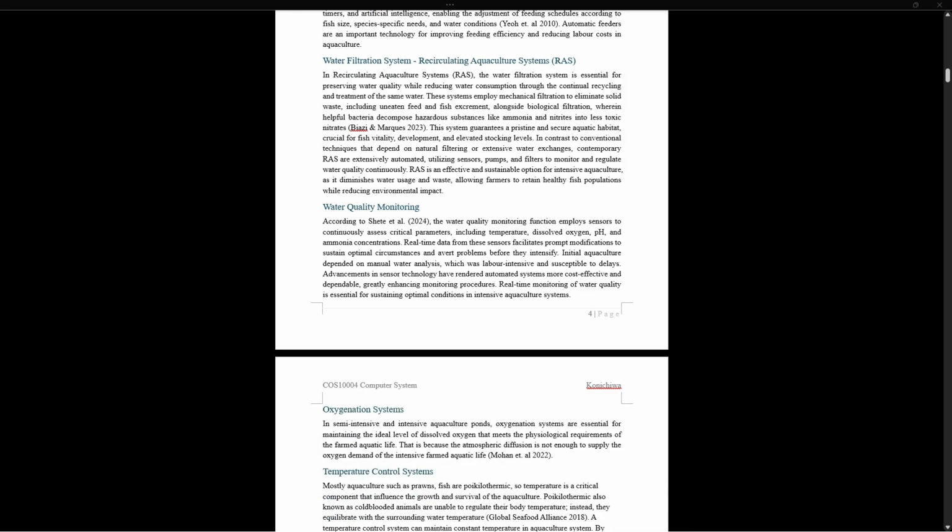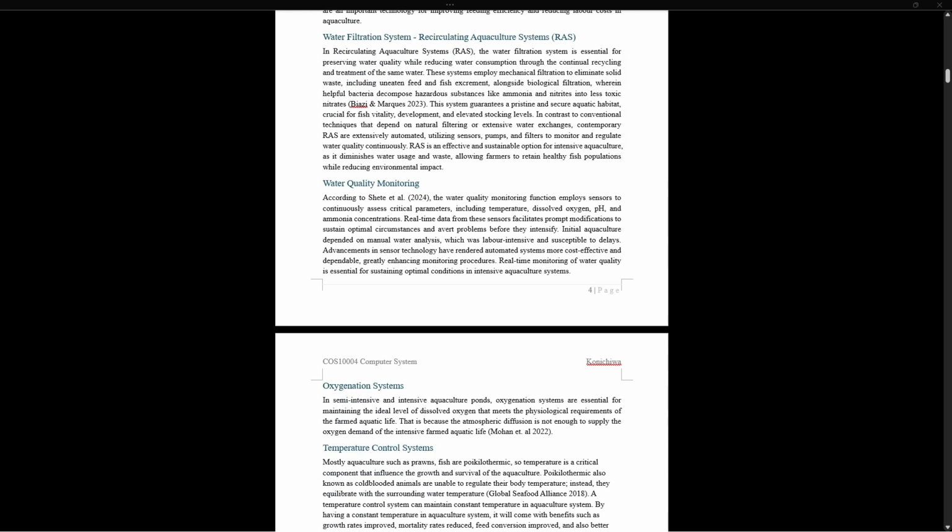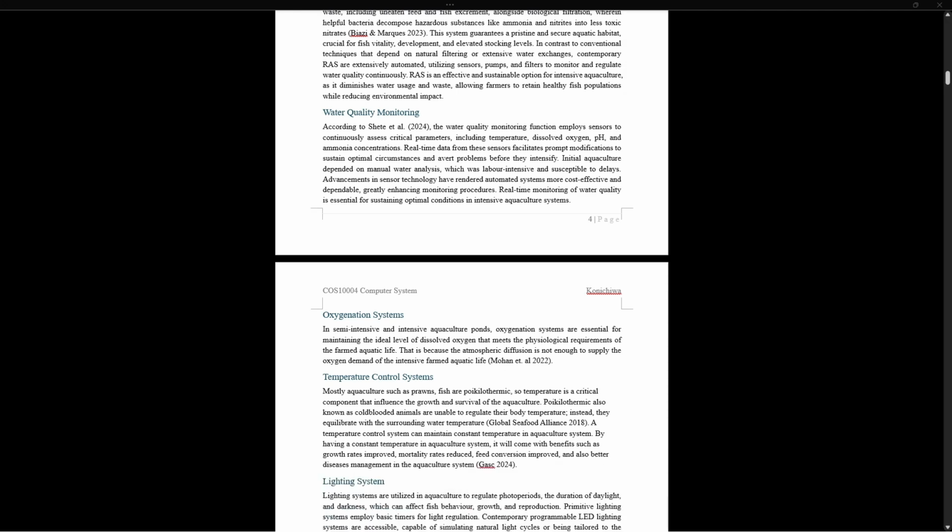Next, we have the water quality monitoring. Automated water monitoring uses sensors for continuous data on temperature, pH, and oxygen levels, allowing for quick adjustments. This real-time data minimizes labor and helps prevent harmful water conditions.